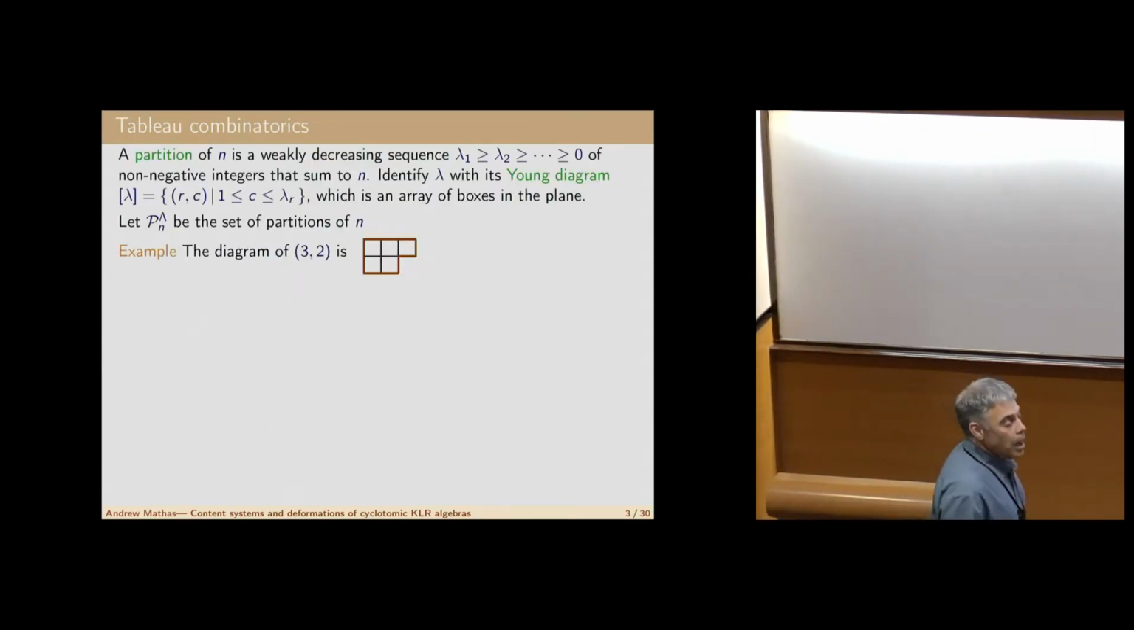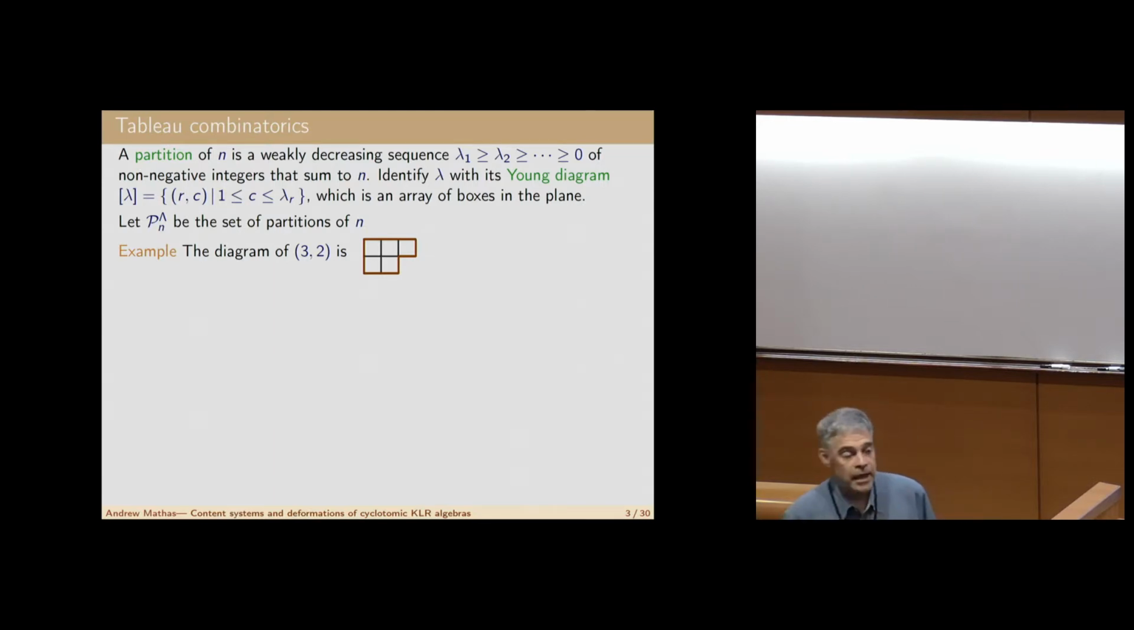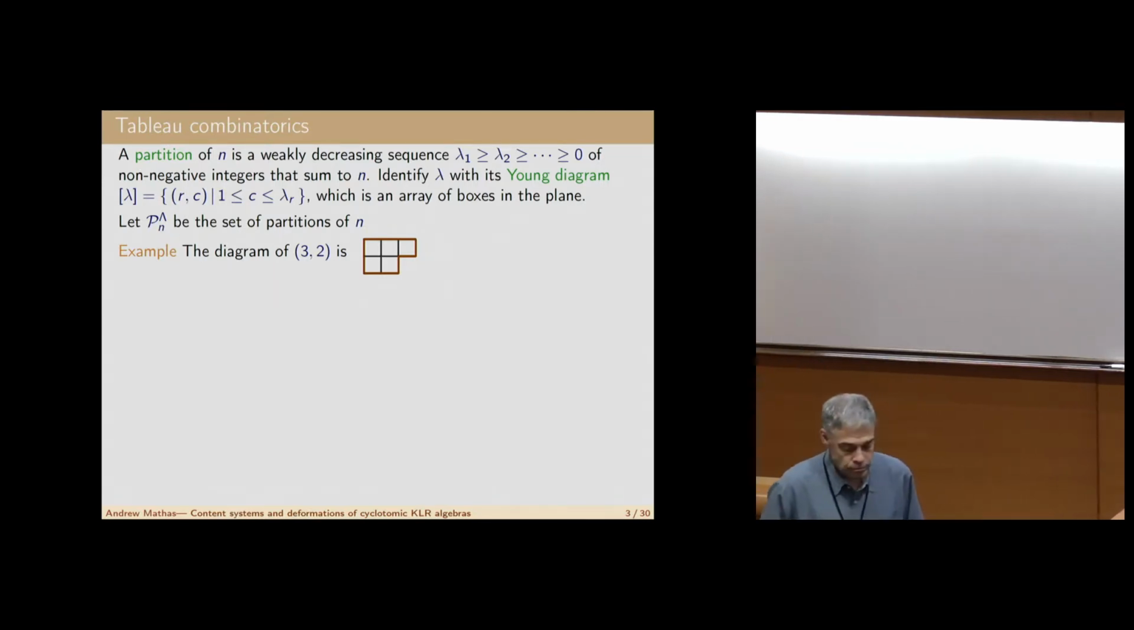Okay, so I want to start at the beginning. Ultimately I want to try and tell you a way to understand KLR algebras of types A and C that is, I think, useful.